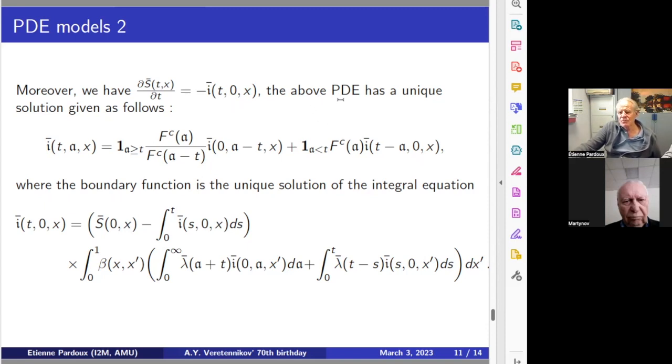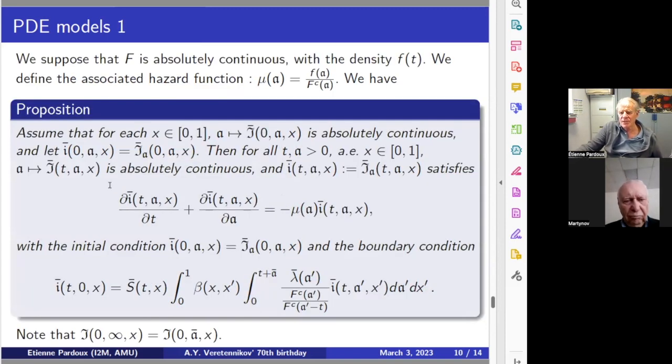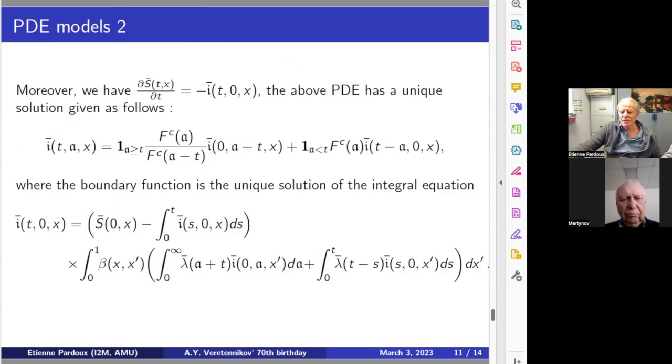And it is not too hard to show that the above PDE, we have a first order hyperbolic PDE, can be solved by the method of characteristics. And the characteristics are obvious, they are parallel to the first diagonal. And so we have that I bar of t, A, x has two different values depending upon whether A is larger than t or A is less than t. So we have these two values. This is given because this is the initial condition, but this is a boundary condition at A equals 0.